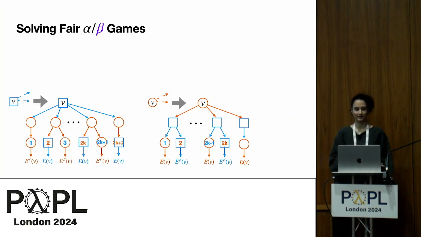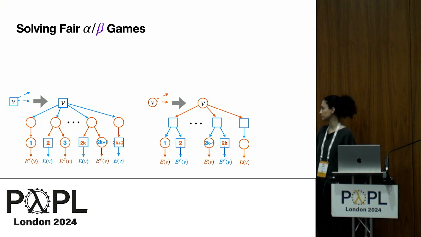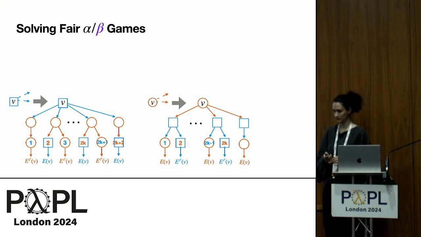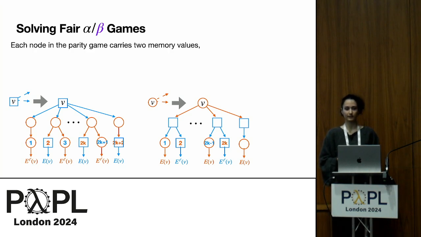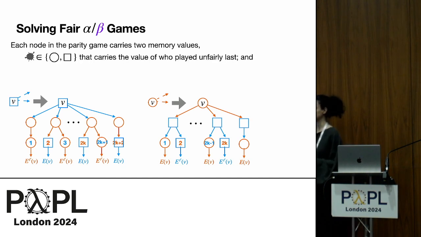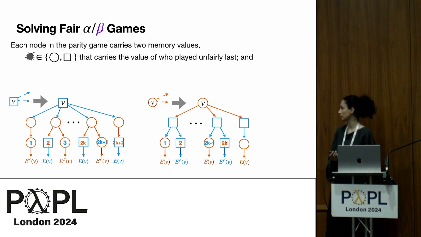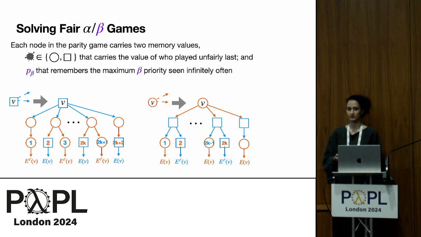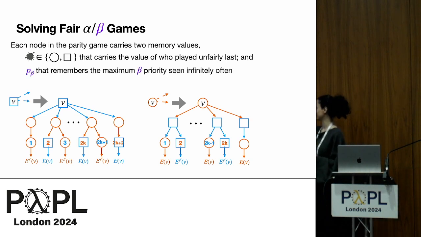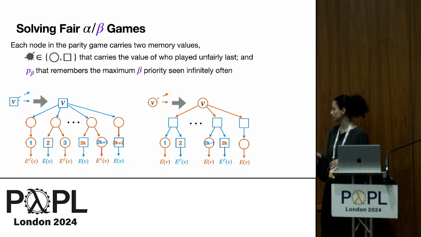And how to solve fair alpha beta games, I will just briefly mention. We will use very similar gadgets. Now, each node in the parity game has to carry 2 memory values. One is, let's call it p_alpha. This is either the circle or the square, and this carries the value of which player played unfairly last. And this p beta will carry the value of the maximum beta priority seen infinitely often. So whenever we switch edges, we will just carry the maximum beta priority with this memory node.